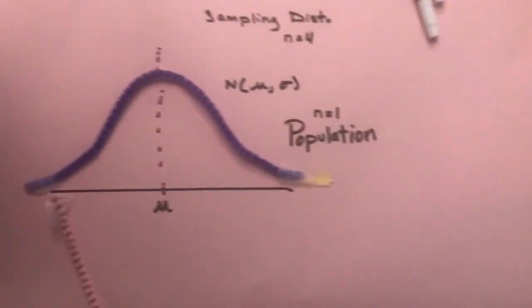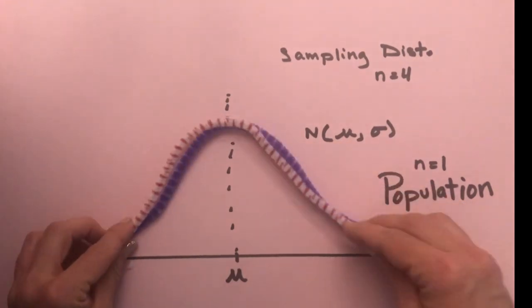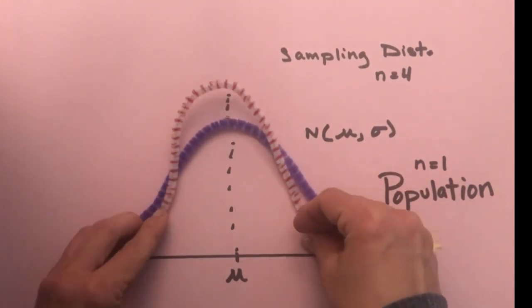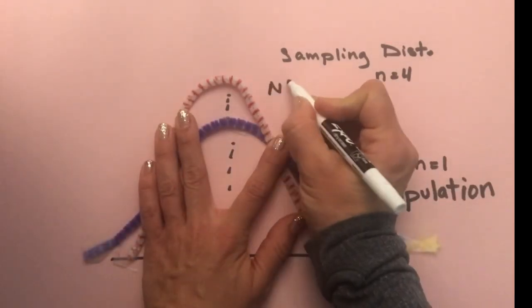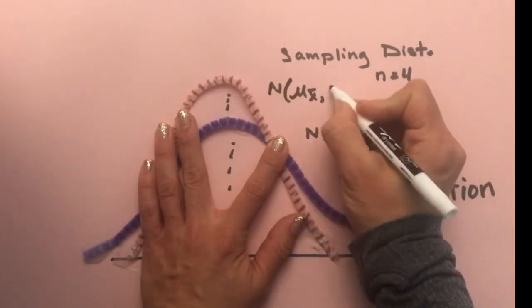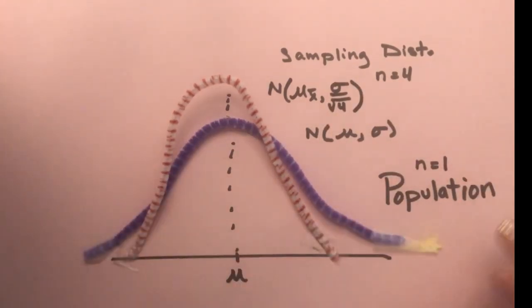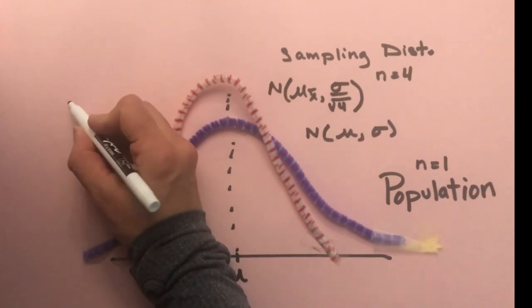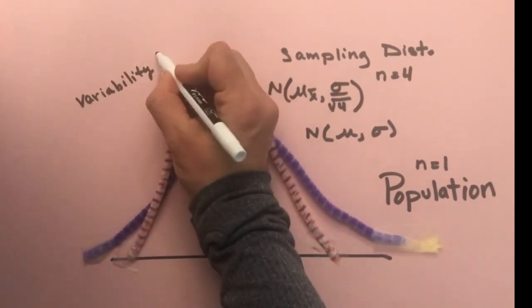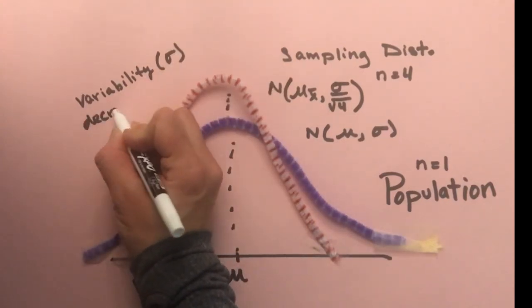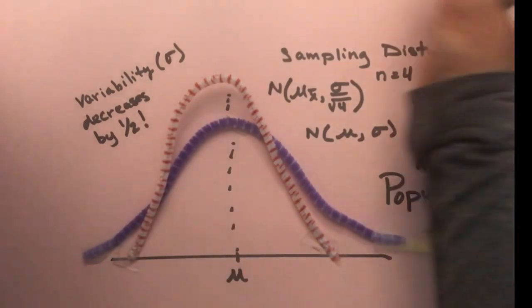Now, what happens when we increase our sample size from 1 in the population to n equals 4? This is going to create a different sampling distribution. It's like it's getting squeezed in. So the center stays the same. The center that was mu is still the center of our sampling distribution. But now our variance is going to change. Our standard deviation is going to change. We have to divide by the square root of 4. That's why you see a higher peak. The variability, which is our standard deviation, actually decreases by a factor of 1/2.